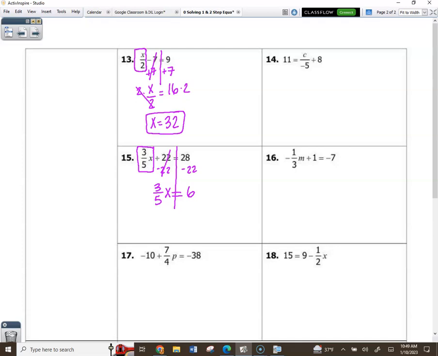Remember the shortcut. Instead of saying divide by 3/5, that's actually keep, change, flip. We can just make that become a 1 by multiplying by, what? 5 over 3. 15 over 15, which is that 1. So come over here, multiply by 5 over 3. See the difference? And you should get 10. Did you get that?